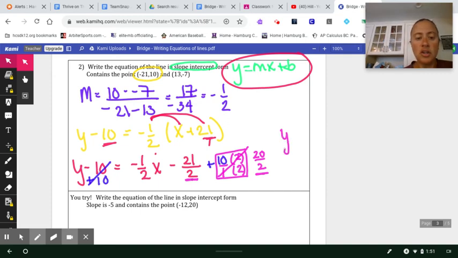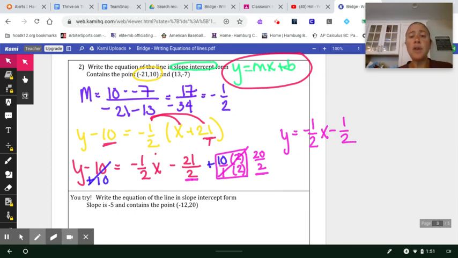So I'm going to say the equation of this is y equals negative 1/2 x minus 1/2. So now I am in the slope-intercept form because I can see my slope and I can see my intercept. Now, just for fun, because this will happen in your multiple choice, let's put it in standard form.